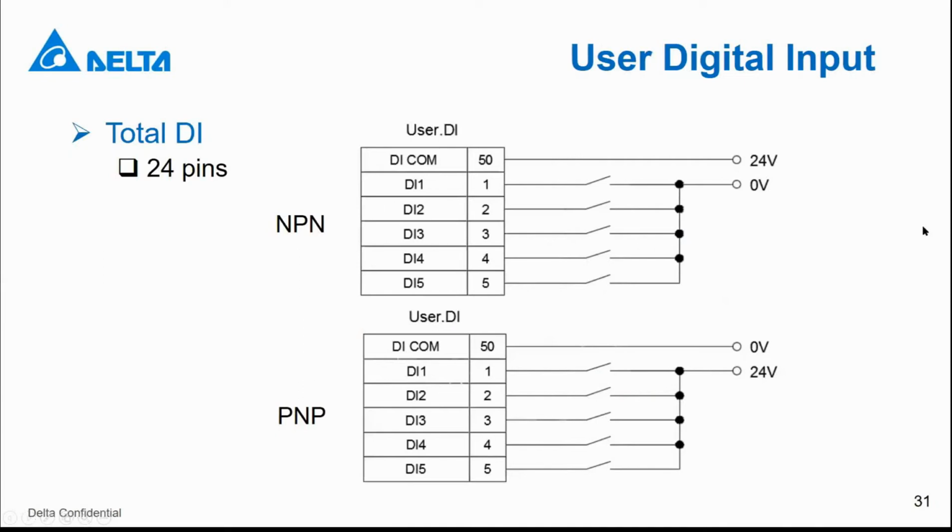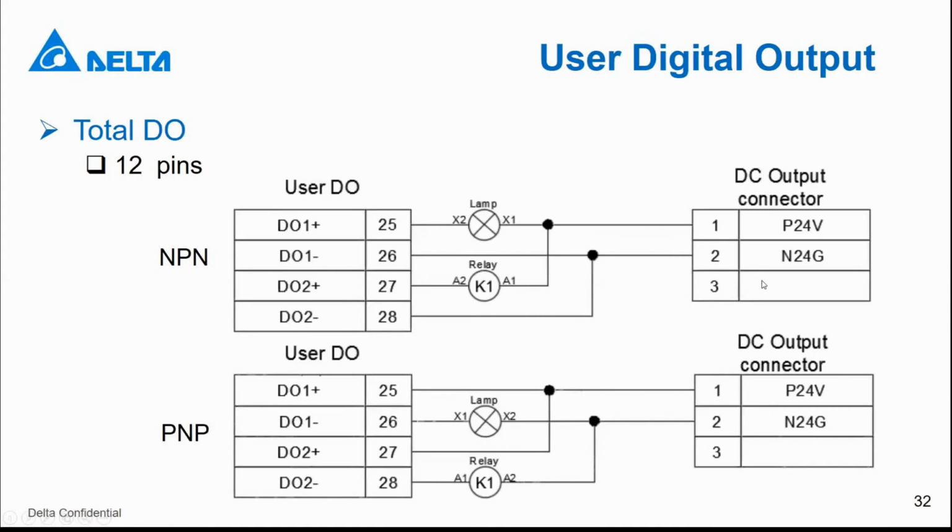And also, if you need to connect, use the digital input output. This digital input output is for user definition. The user can define what the function of this input output is for. For the input, we have 24 pins, and we support both NPN and PNP wiring. And for output, the same, we have 12 pins, and we also support both PNP and NPN wiring.